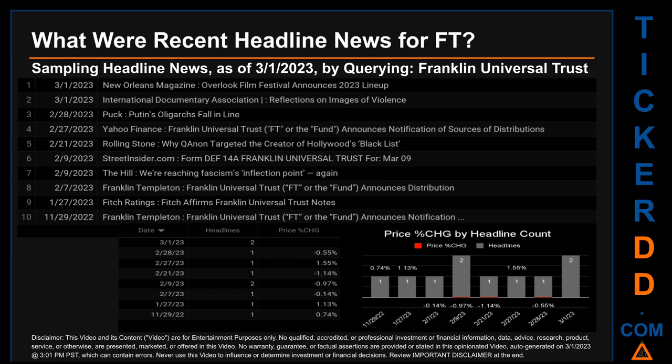The latest publication date of Wednesday, March 1, 2023, was actually the day with the highest percentage change in price. It saw a price jump of 1.55%. Tuesday, February 21, 2023 was the day with the highest percentage change in price when we compare opening versus closing price for the ticker. The day saw a drop of minus 1.14% when FT opened trading at 7.04 and closed at $6.96. There was one found headline when Rolling Stone published the headline that read, Why QAnon targeted the creator of Hollywood's Blacklist.